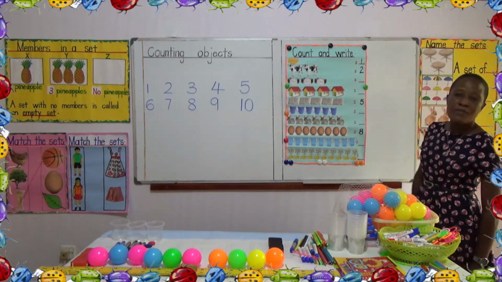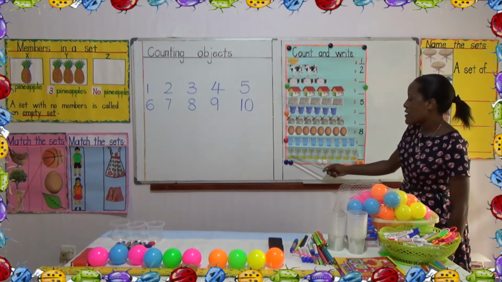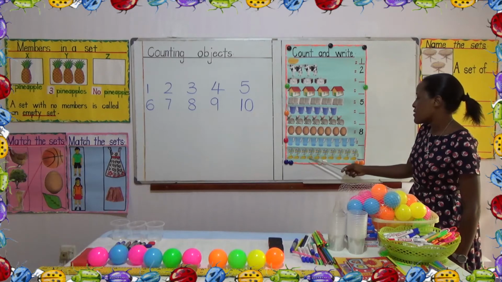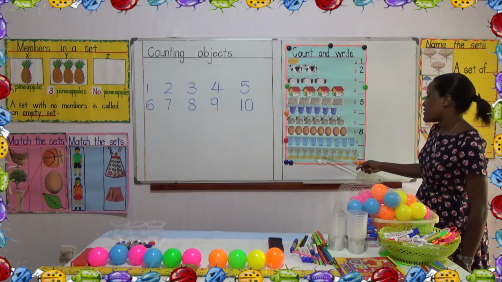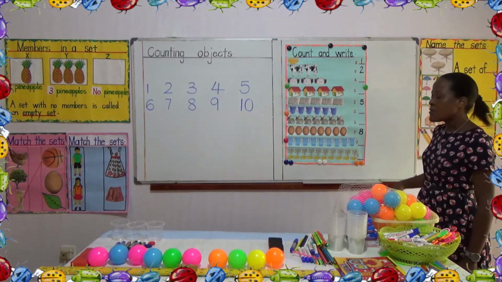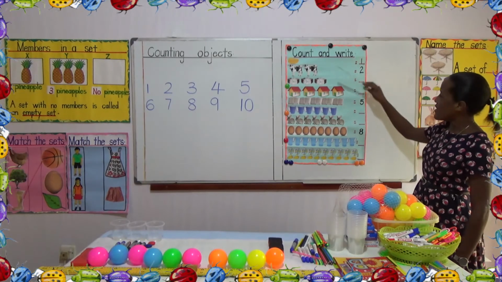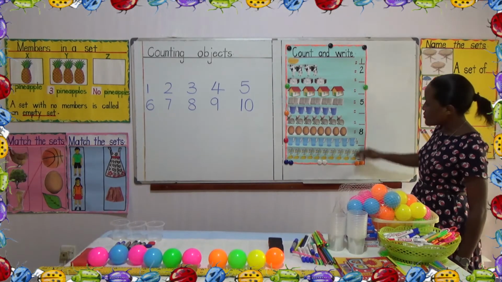Then let's count the fans. Let's count the fans together. 1, 2, 3, 4, 5, 6, 7, 8, 9, 10. You write number 10. This is just simple. It is just a chart. It is our chart to look at.